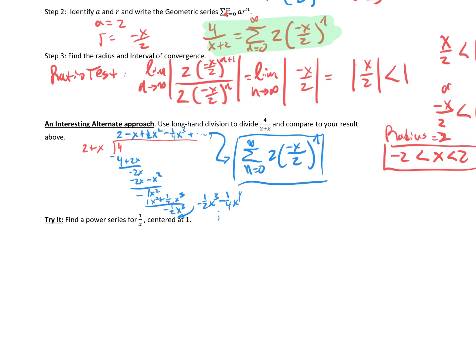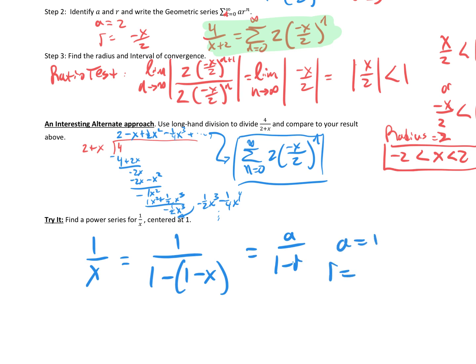So we want to find a power series for this centered at 1. Well, in order to do that, we can rewrite this a bit. We want it to be 1 over 1 minus something. Well, 1 minus what? Well, 1 minus 1 minus x. How about that? That would get us there, right? Or you could call that negative x plus 1. And now it's in that form, a over 1 minus r. So a is 1, and r is 1 minus x.